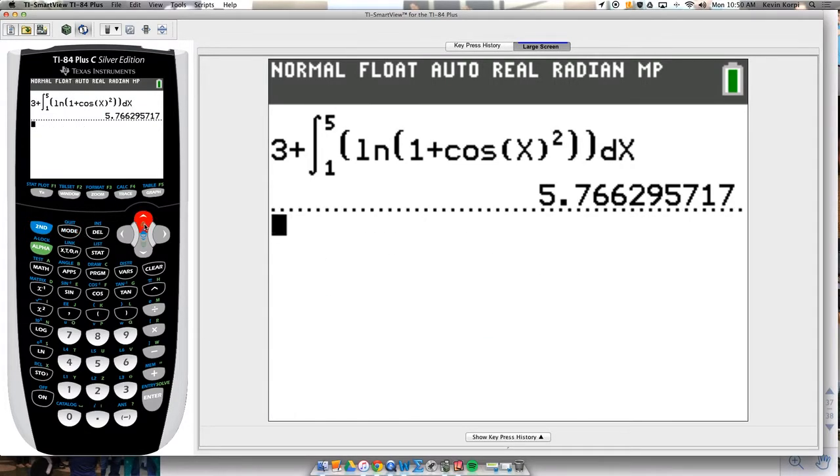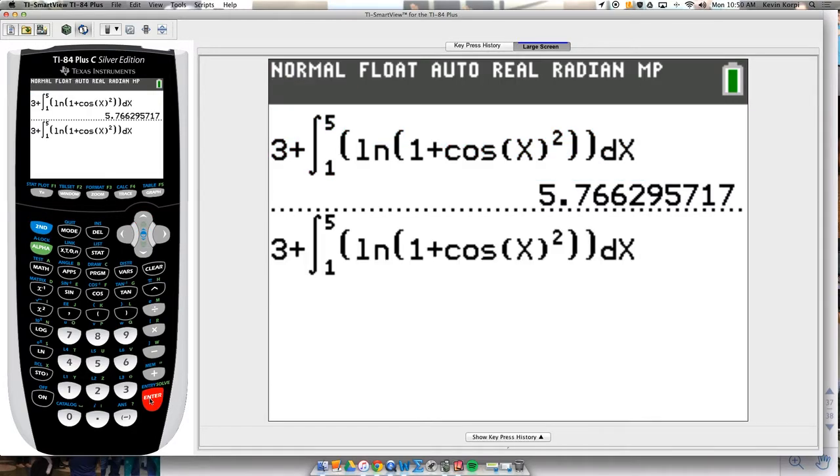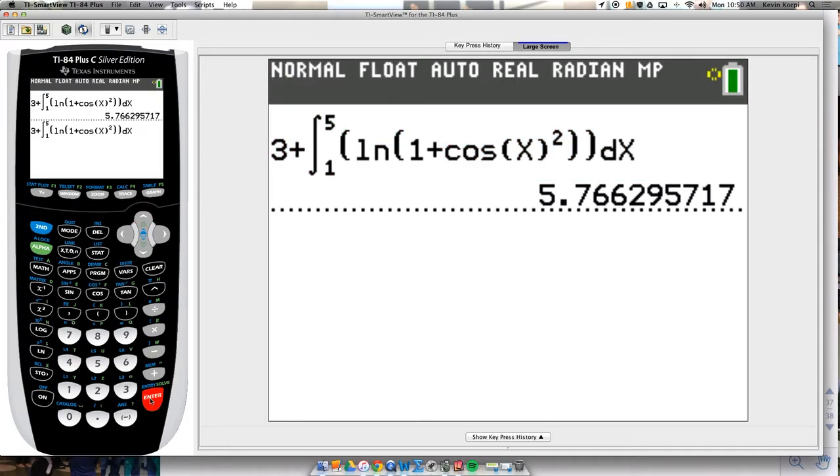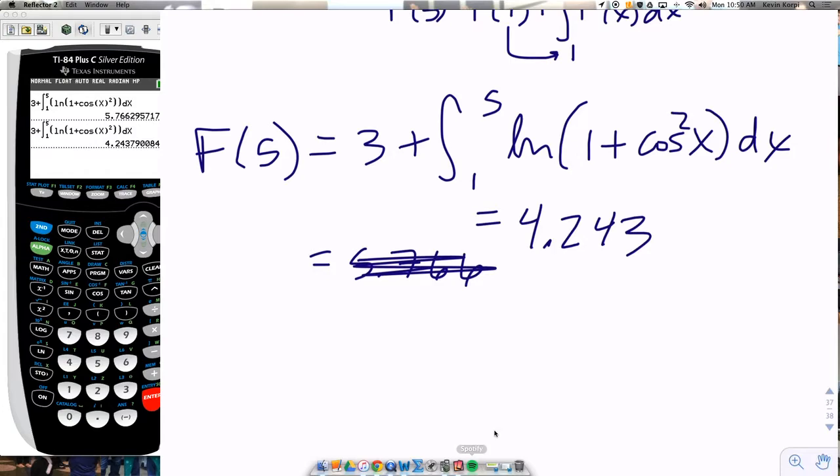Now let's see if I come back up here and recall that. What difference could a little mode make? Oh, it makes a difference. So it's not 5.766. It's actually equal to 4.243 if you truncate. So make sure you check yourself.